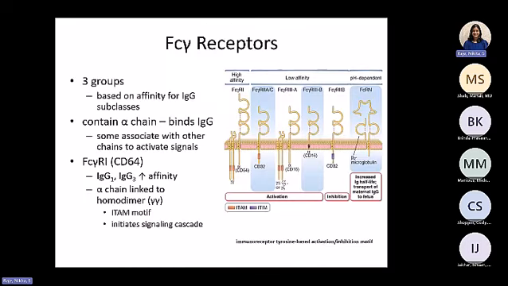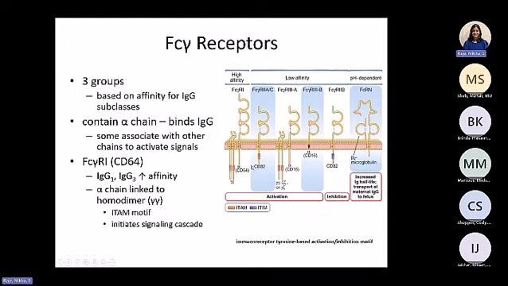All right. Talking about these Fc gamma receptors, R1, R2, R3, they are based on affinity for IgG subclasses. They contain an alpha chain and some associated with other chains, right? So Fc receptor gamma has this chain that has CD32 on it. That's your R2A and C.